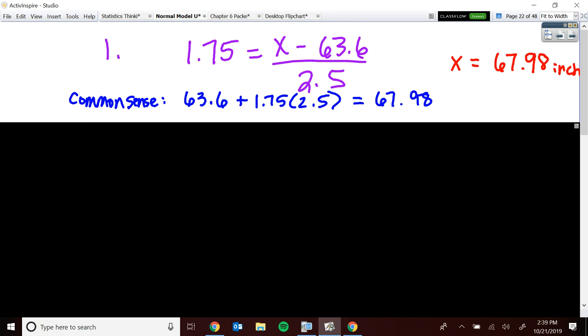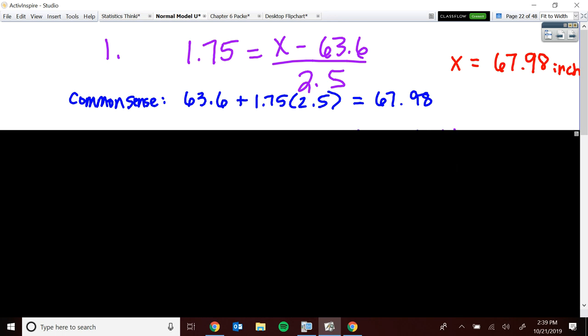But some people don't like that. Some people like to think common sense, where they say, here's the mean of 63.6, and I want to go up 1.75 of those standard deviations. That's what this is, the mean plus 1.75 standard deviations. Regardless of how you think of it, you get that in order to be in the Travis County Beanstalk Club, you had to be 67.98 inches tall, as a woman.